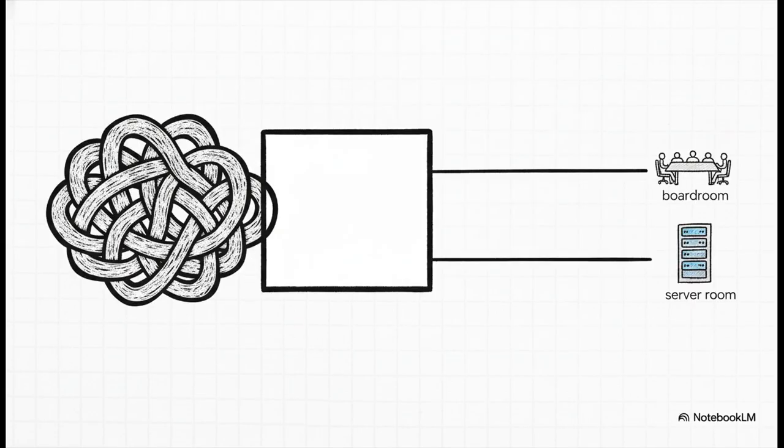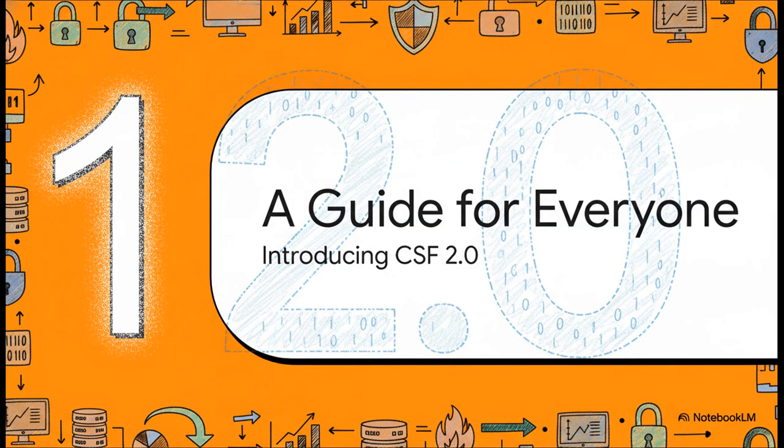But what if there was a way to cut through all that complexity? A kind of blueprint that gives everyone a common language to talk about this stuff, from the tech experts on the front lines to the decision makers in the C-suite. Well, that's exactly what this is. This is a guide for everyone. We're talking about the NIST Cybersecurity Framework, or as folks call it, CSF 2.0.